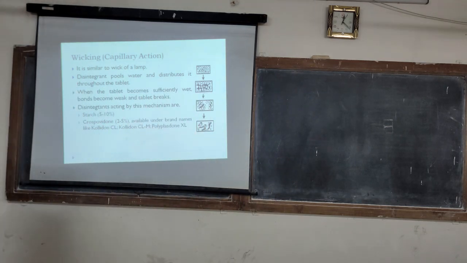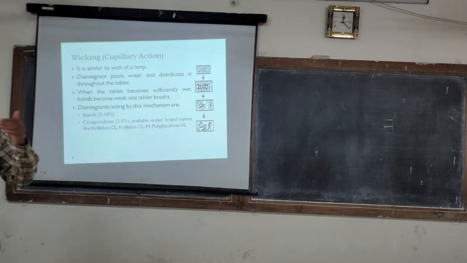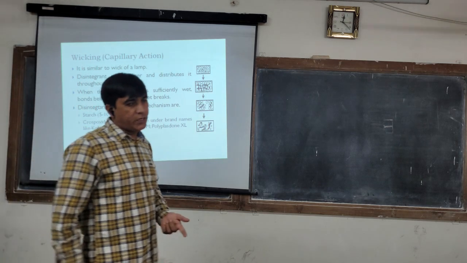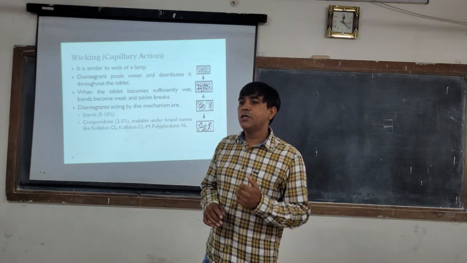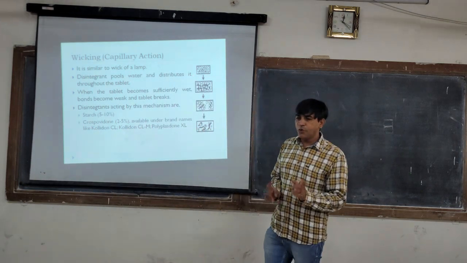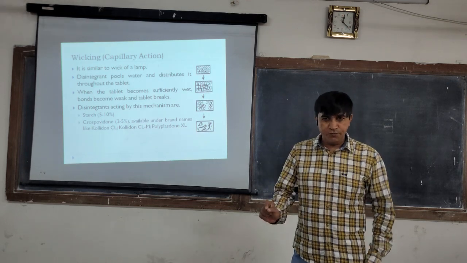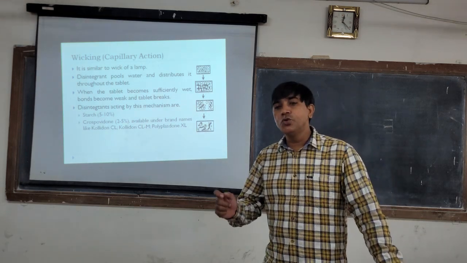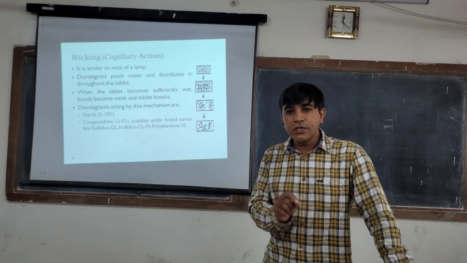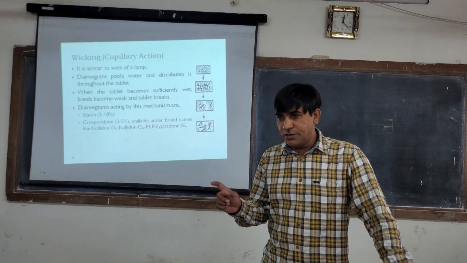So starch is normally used in the concentration range of 5 to 10%. If we are using 10%, 5% is to be incorporated intragranular, 5% is to be incorporated extragranular. Another example of wicking disintegrant is crosspovidone. Crosspovidone is nothing but cross-linked polyvinyl pyrrolidone or cross-linked PVP. PVP itself is used as a binder. Cross-linked PVP is used as a disintegrant.